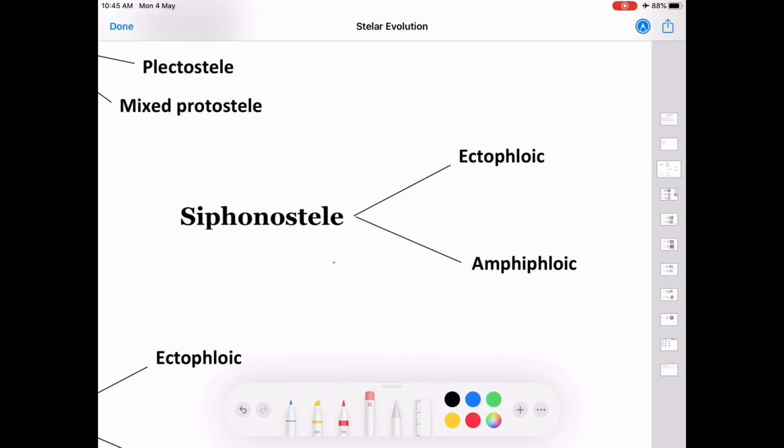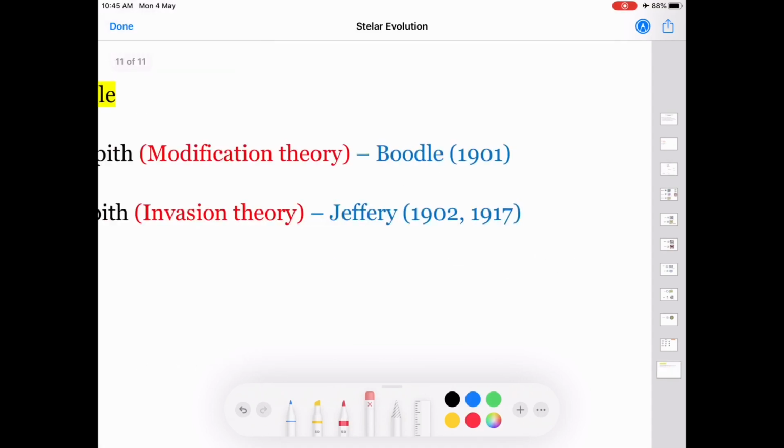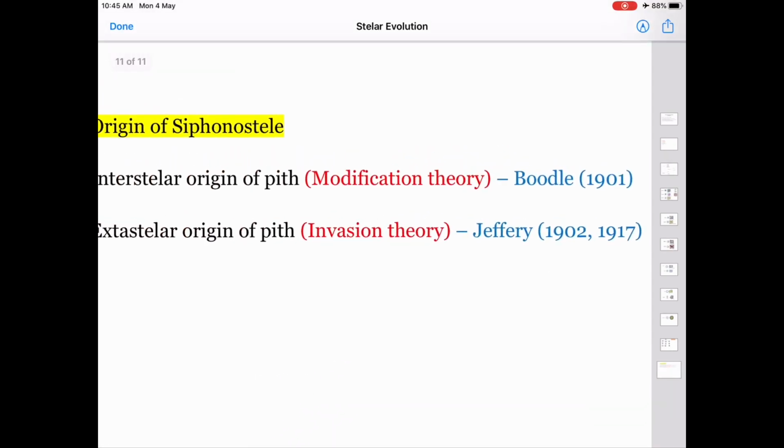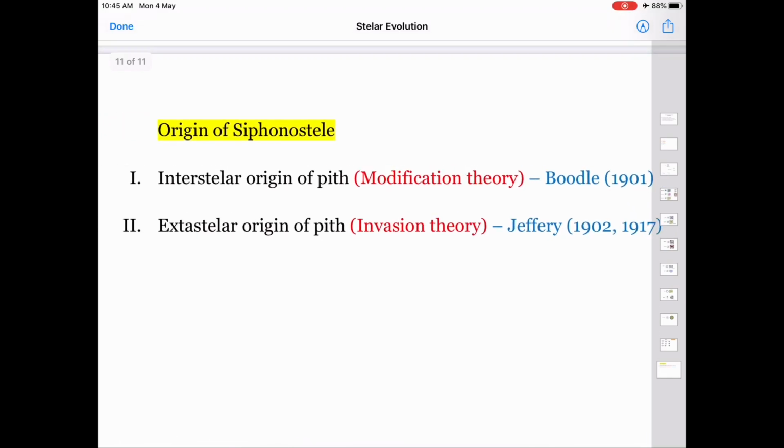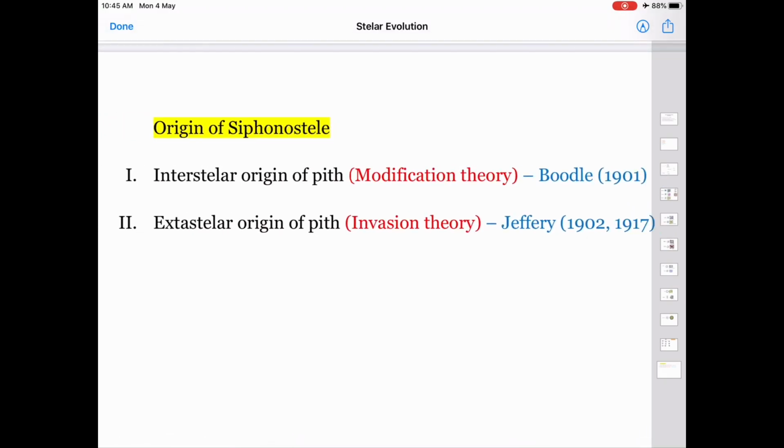Now, coming on to the origin of a siphonostele, there are 2 theories to explain the origin of siphonostele. First one is the intrastelar origin of pith, also known as modification theory, and the second one is extrastelar origin of pith or the invasion theory. Now, the first one, modification theory.